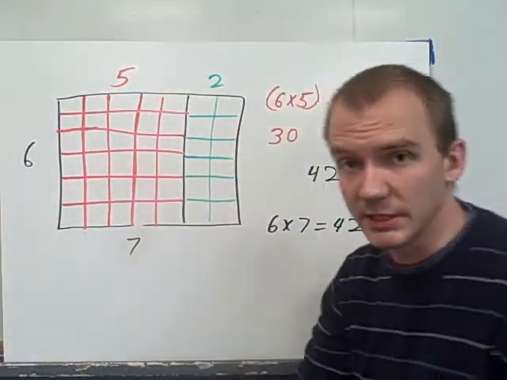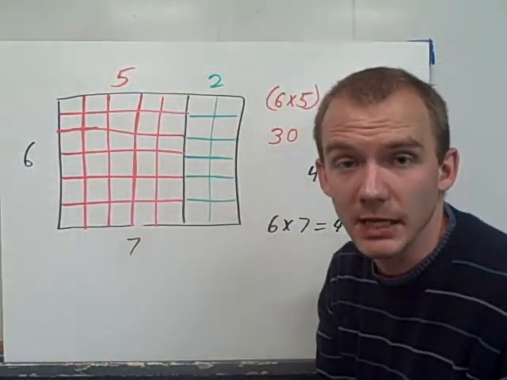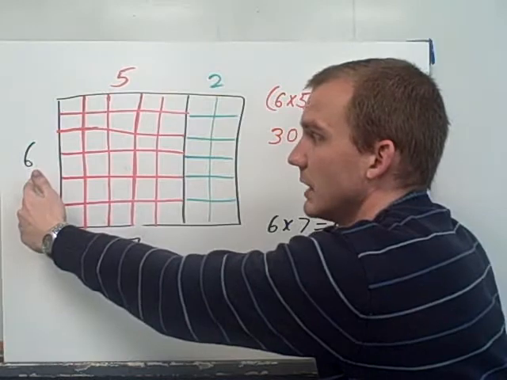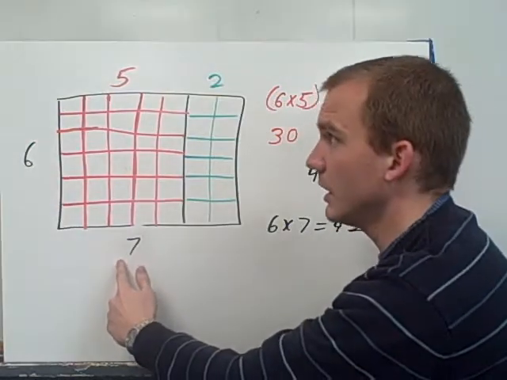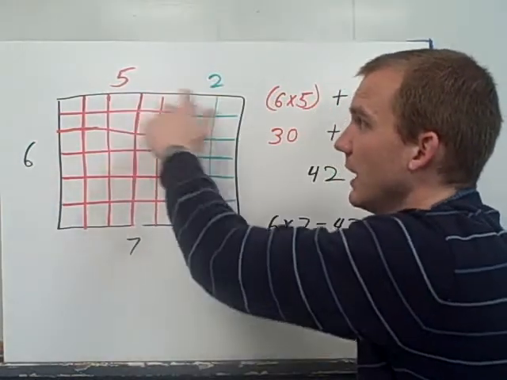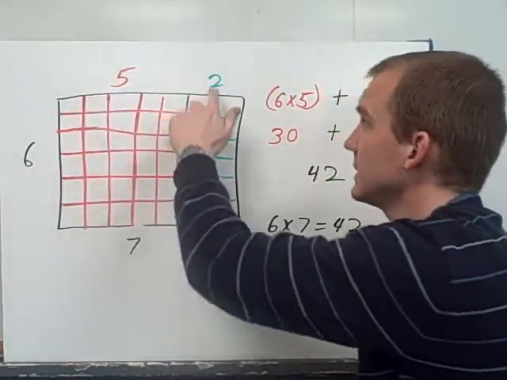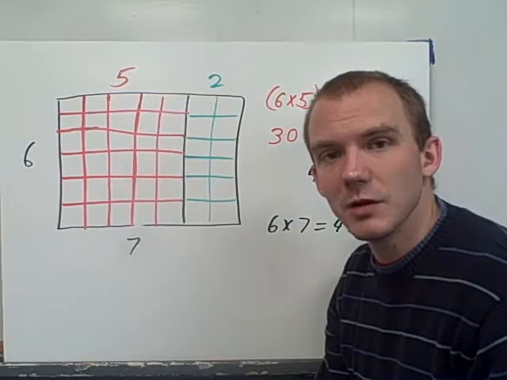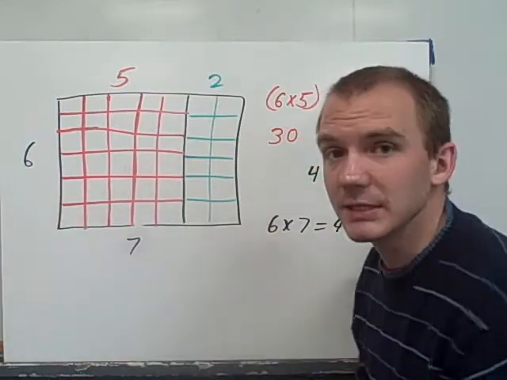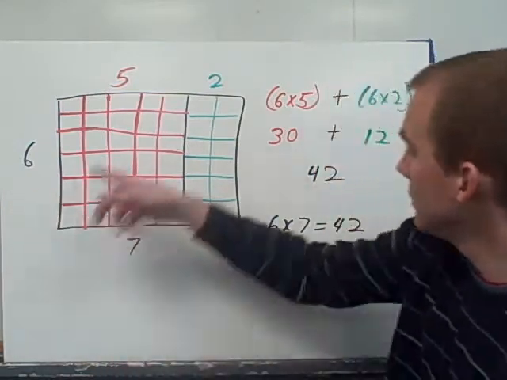Let's take a look at another example where we don't break it into the 2 exact same rectangles. We have a rectangle that is 6 by 7. So we split the 7 into 5 and 2. Now we have 6 by 5 and 6 by 2. Those are easy numbers to multiply to figure out 6 times 7. That's why we do this.